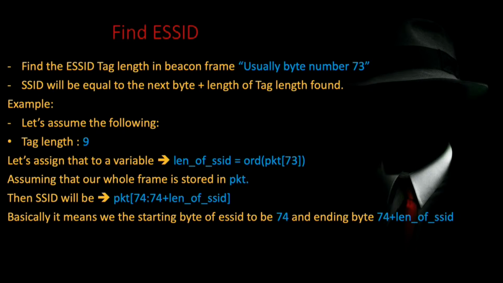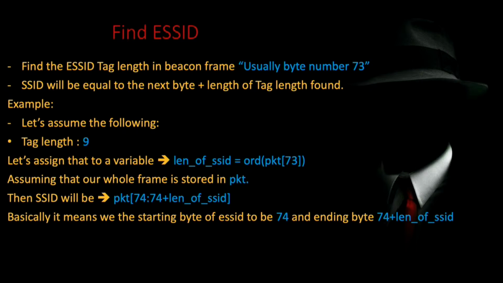So how do we find the ESSID? We're not using Scapy yet, we're just using raw frames. First we need to find the subtype, byte number 36. If it's 80, then we continue. Now we need to know the length of the ESSID, the network name itself. To find that, it usually starts from byte number 73. So from 73, this is the length of your ESSID, or the name of your access point.